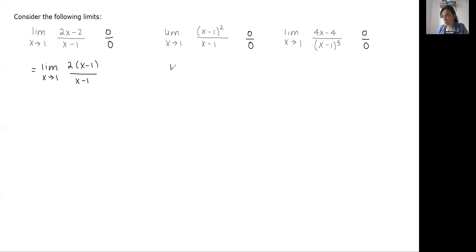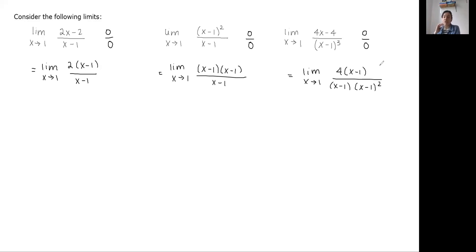The second one is going to give me the limit as x goes to 1. And this is x minus 1 squared. So this is x minus 1 times x minus 1 divided by x minus 1. And in the third one over here, I'm going to have the limit as x goes to 1 of 4 times x minus 1 divided by x minus 1 times x minus 1 squared.